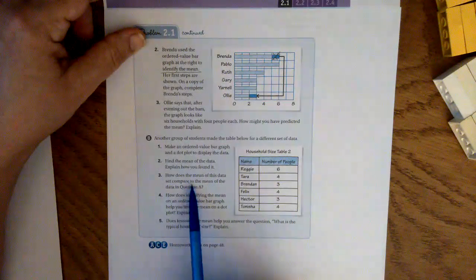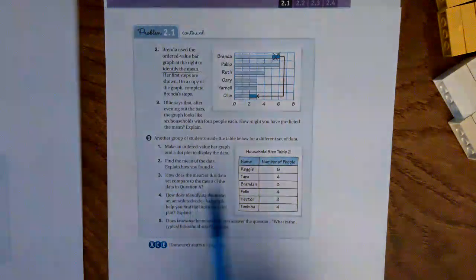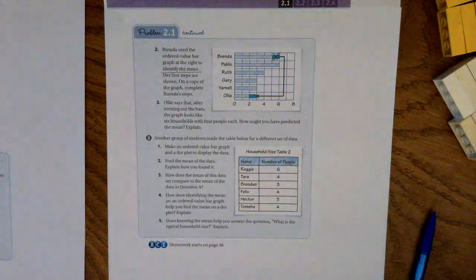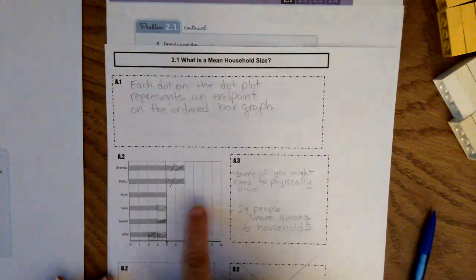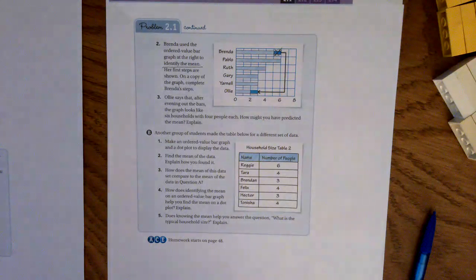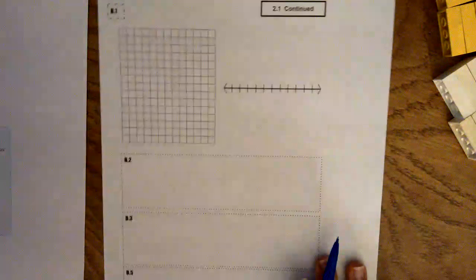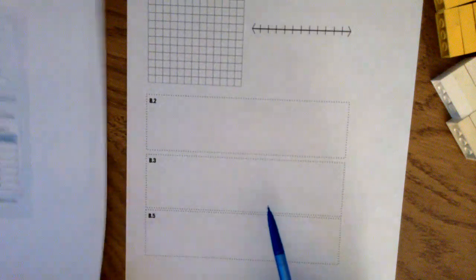How does the mean of this data set compare to the mean of the data in question A? So again, that's what we just did on the page before, with our 6 households. So you're going to be coming back to A. How does identifying the mean on an ordered value bar graph help you find the mean on the dot plot? And then how does knowing the mean help you answer the question, what is the typical household size? So again, if you want to, look around at your table and see if they're at the same point here, which they should be, and you can work through B together and then go back to Schoology and see what would be next on your list.